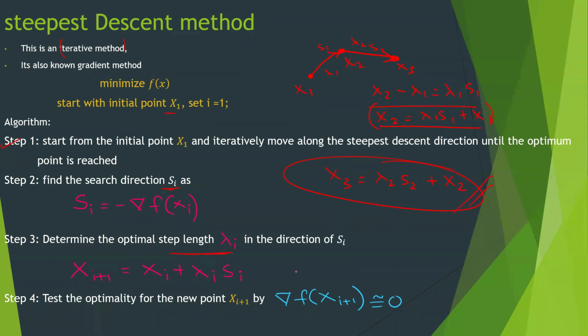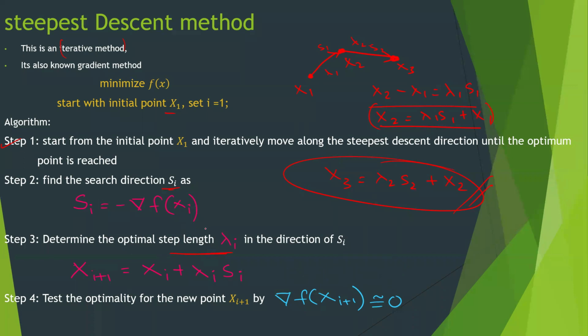Next, after finding the new point x2, x3, or x4, we have to put it in the gradient. If that value is equal to 0, then it is known as the optimal point. If it is not equal to 0, next you have to move to the next iteration. So that's the procedure.